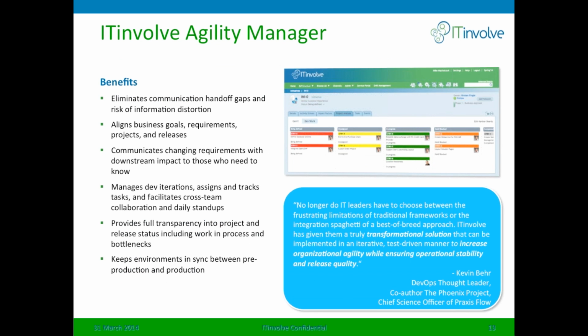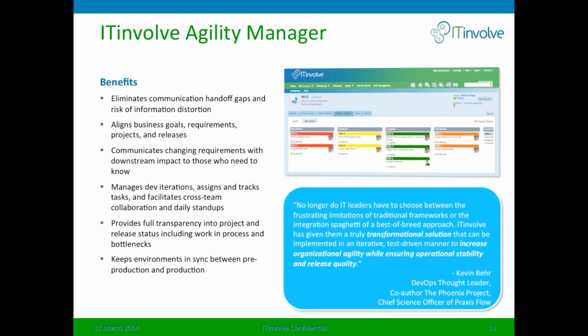Finally, to summarize the benefits of ITinvolve Agility Manager, ITinvolve Agility Manager helps to eliminate those communication handoff gaps and the risk of information loss and distortion that's so common in the DevOps tool chain today. It helps you to align your business goals, your requirements, your projects, and your releases so that teams know what they're working on and how that work ties back to the business and what's important to the business.